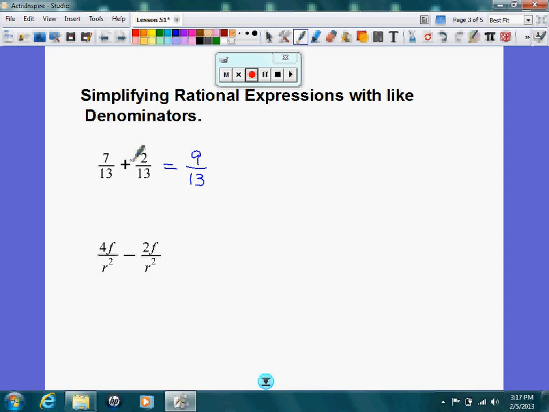So what did we do up here? We added the numerators. Well, in this case, we're going to subtract the numerators. So 4f minus 2f is 2f over r squared.